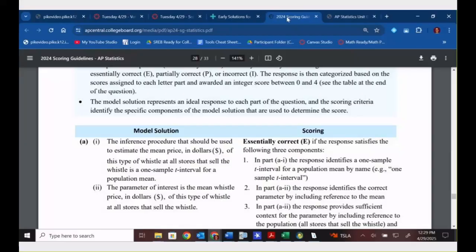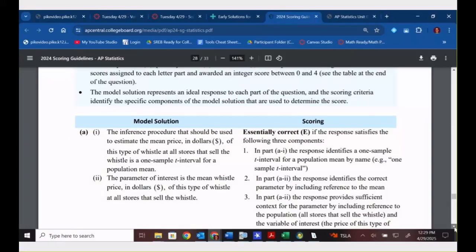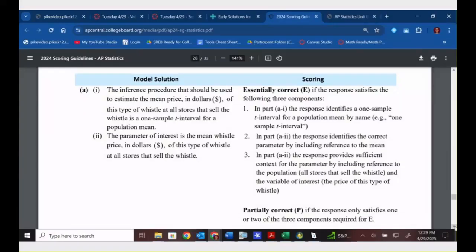All right, so let's look at the scoring guidelines. 3 components for number 6, part A. In part AI, the response identifies a 1 sample T interval for a population mean by name. So a 1 sample T interval, or a 1 sample T interval for mu.